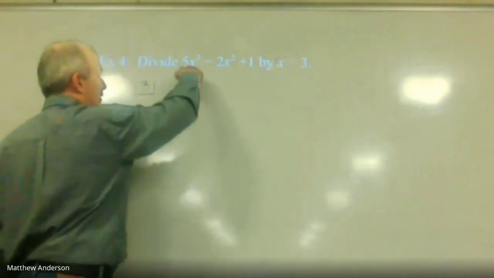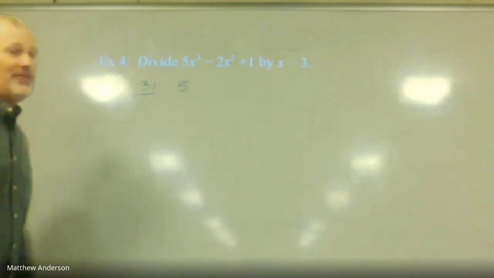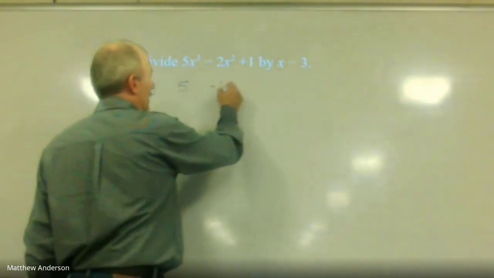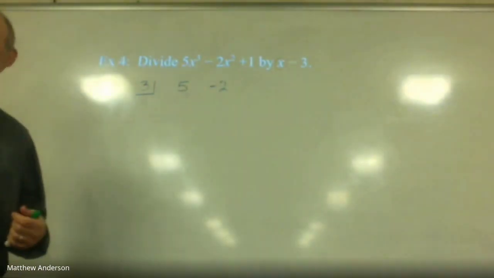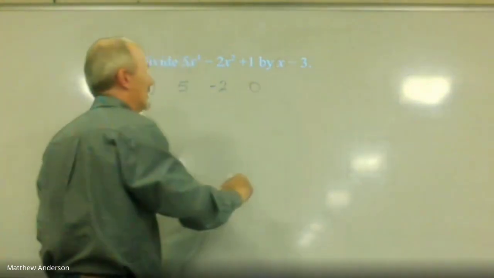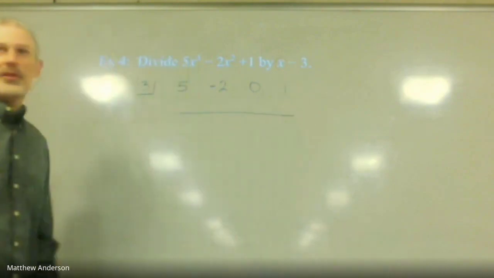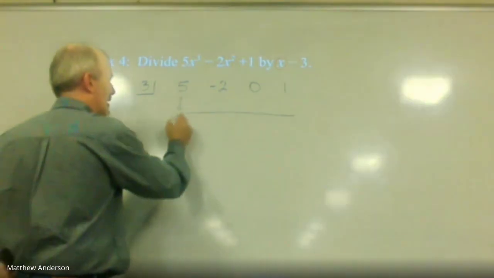And then the highest power here is x cubed. So we're going to have a 5 for the x cubed. What are we going to have for the x squared? Negative 2. What are we going to have for the x? 0. And I say it out loud so you can be careful. Yeah, there's no x here, right? So we have to put in a 0. And then what are we going to have for the constant? 1. And we put a little gap and put our line underneath there. And the hardest step, what do we have to do first? Just drop the 5. The 5 just comes down and goes underneath here.